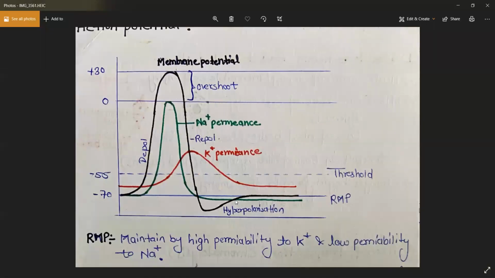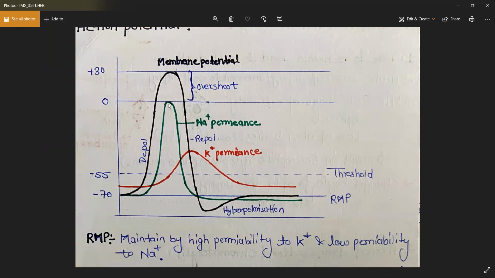Then we need to know about the action potential. We have discussed it many times before. First, we have the impulse, and that will cause the opening of the sodium channels. After opening of the sodium channels, you will get a depolarization. As you can see, as the depolarization progresses from minus 70 to plus 30, the permeability of the membrane for the sodium is increased.